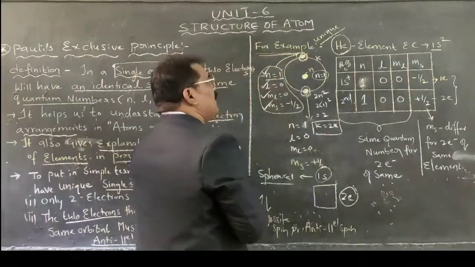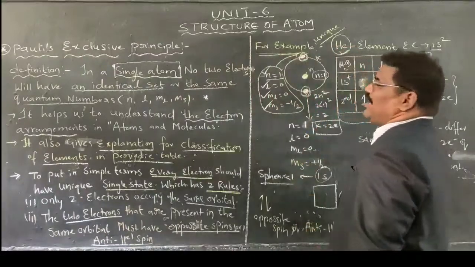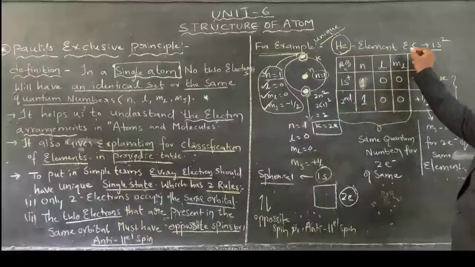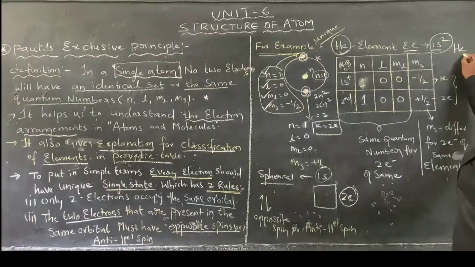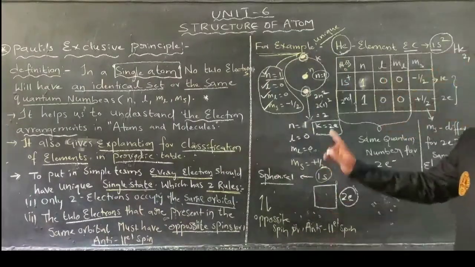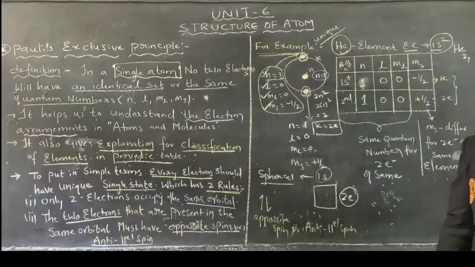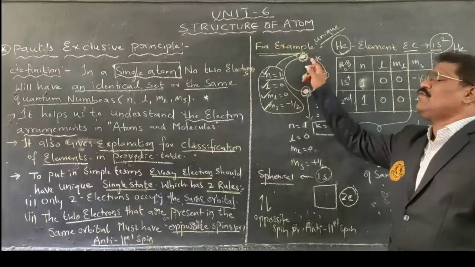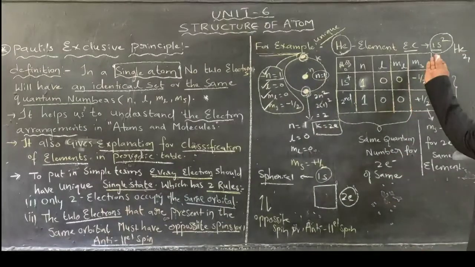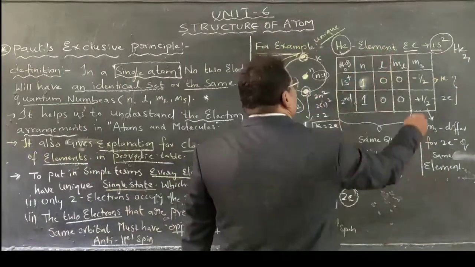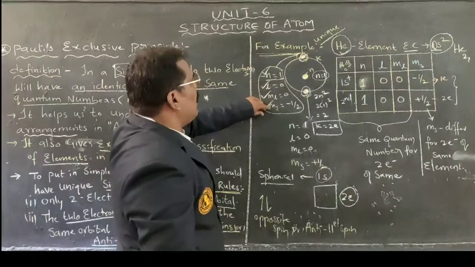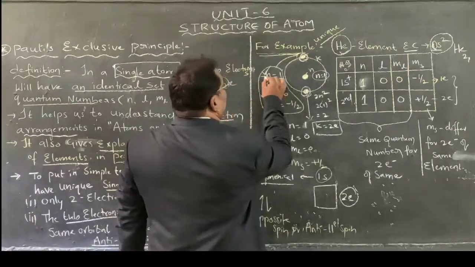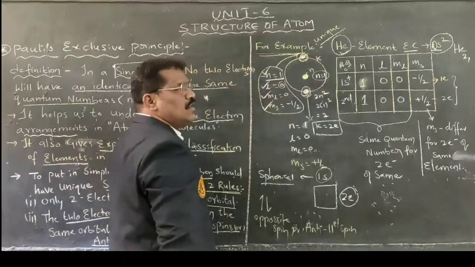For example, if I am taking helium as an element, whose electronic configuration is 1s2, it has two electrons in the valency orbit. Only one orbit is there. It is called the valency orbit, near to the nucleus. Therefore, 1s2 means what? N represents the principal quantum number. N, L, Ml, Ms. N is equal to 1. If N is equal to 1, obviously L will be equal to 0.